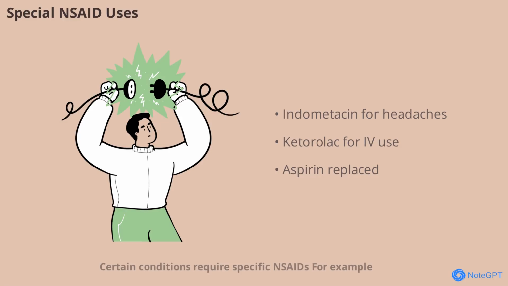Certain conditions require specific NSAIDs. For example, paroxysmal hemicrania and hemicrania continua, two primary headache syndromes, only respond to indomethacin. For short-term intravenous or intramuscular administration, ketorolac is the primary NSAID used. High-dose aspirin was historically used for musculoskeletal pain, but is now superseded by newer NSAIDs due to toxicity.